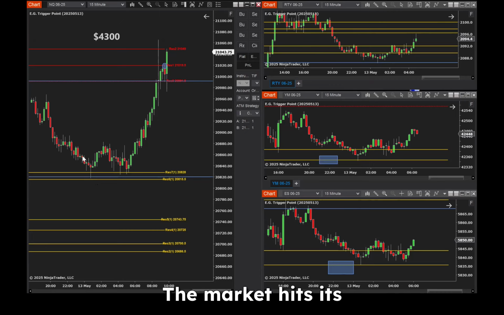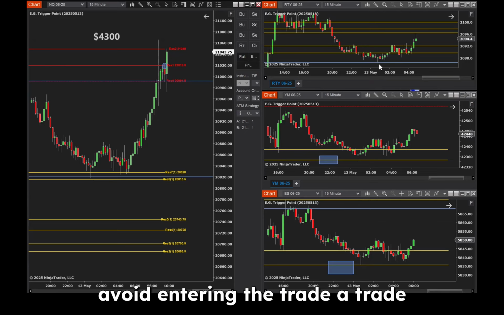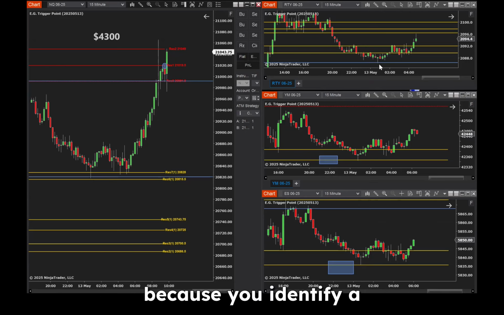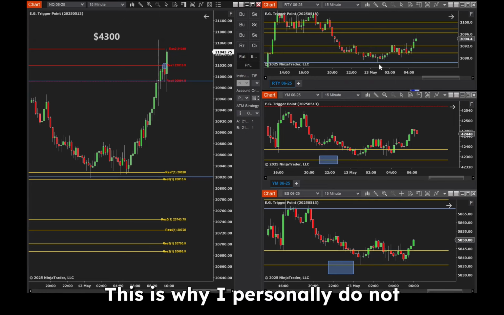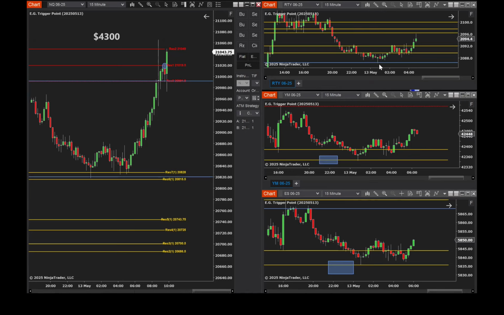So again, the market hits its trigger point. You carefully monitor what the other instruments are doing relative to their closest trigger point, and accordingly, you enter your trade, or you avoid entering a trade because you identify a disagreement, like RTY is hitting its resistance and ES is hitting its support. They contradict, there's a disagreement, and one of them will break its level, but you don't know which one. This is why I personally do not trade on disagreement.